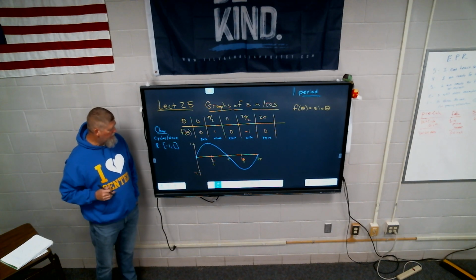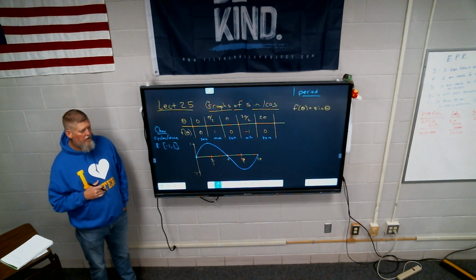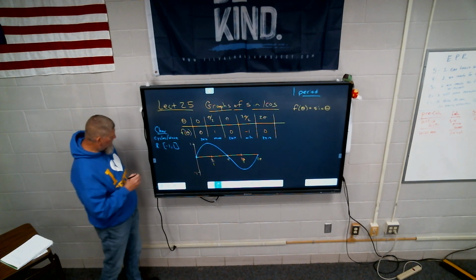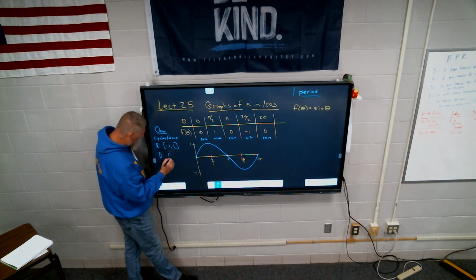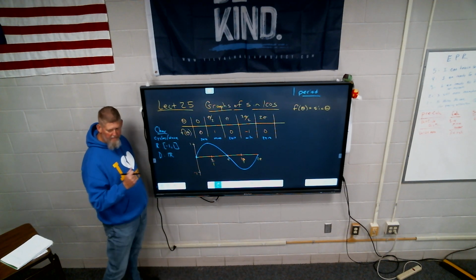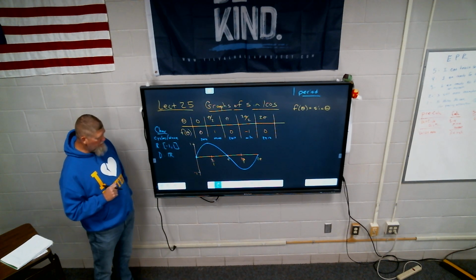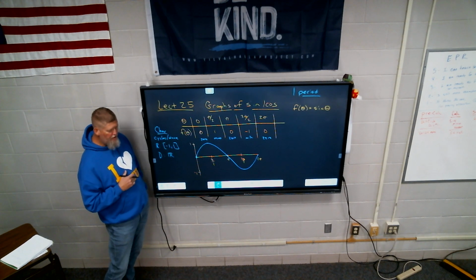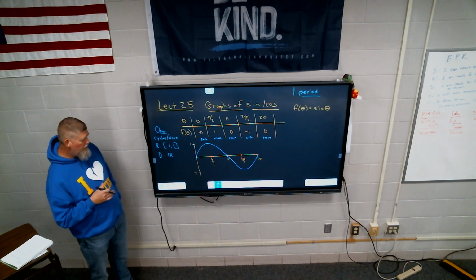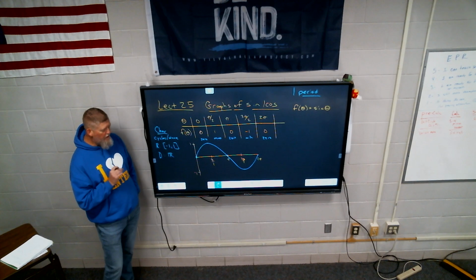Okay? Kevin, what's another characteristic of this particular graph? Its domain is all reals. Or if you want to put negative to positive infinity. Okay, its domain goes on forever. There's no oopsies, there's no no-nos, there's nothing like that. Okay, what else is another characteristic?